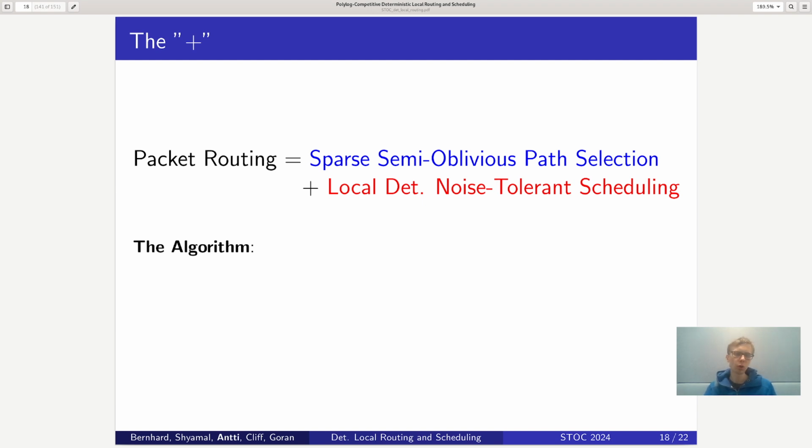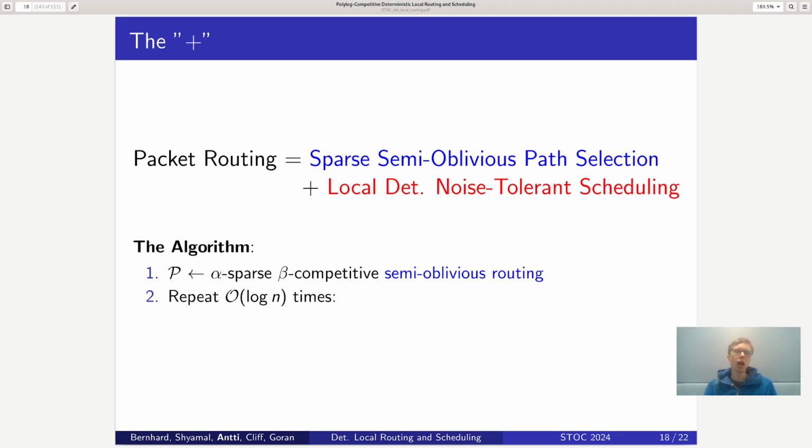Well, how does that work? What is the algorithm? First of all, assume that you have an upper bound big T on the optimal completion time. If you don't have that, well, usually you don't have that, but you can just start with big T equals 1, then double it every time until you are done. So now the algorithm is to first just take an alpha-sparse, beta-competitive semi-oblivious routing, for alpha and beta polylog n, which exists by the previous work.